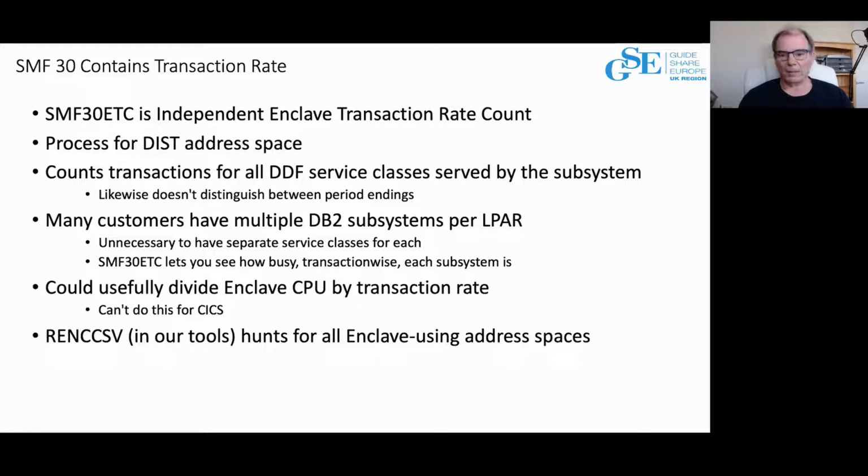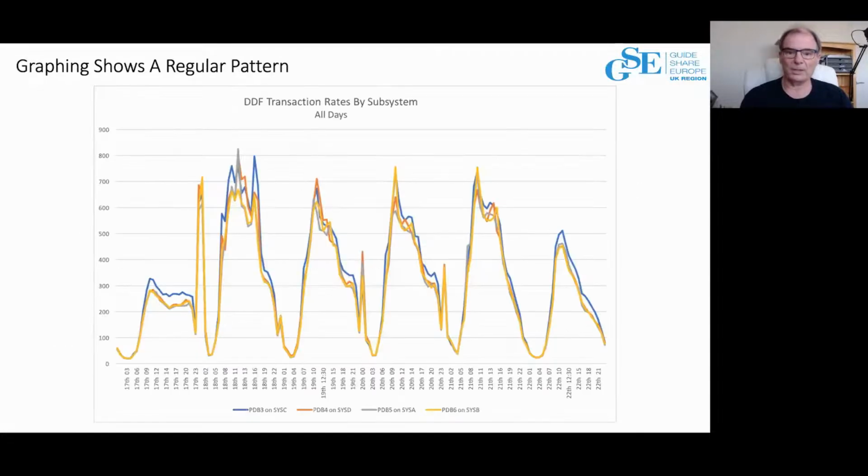So you have to be a bit careful about what you get here. But nonetheless, just think about this. You can, from the SMF 30s, get the transaction rate for DDF from each subsystem just by looking at the SMF 30s for the Dist address spaces for those subsystems. And this is exactly what this is right here.